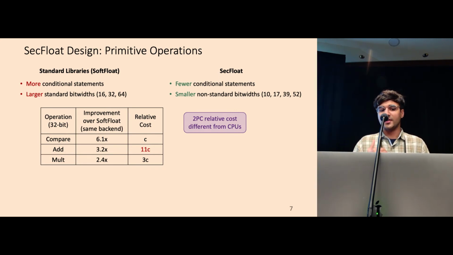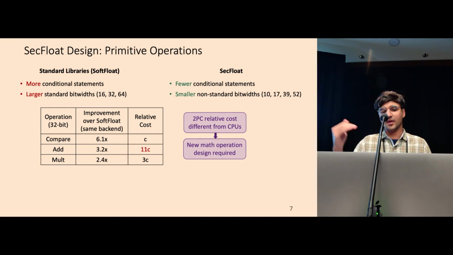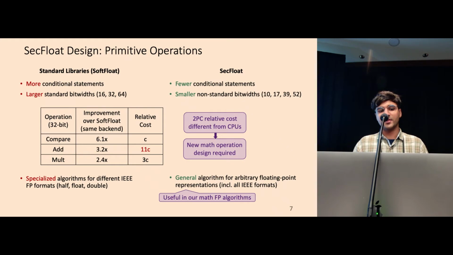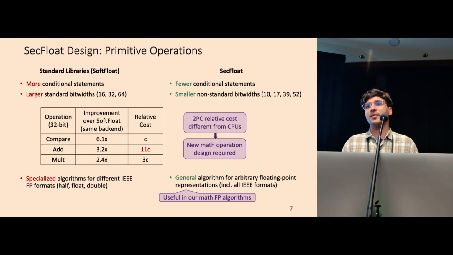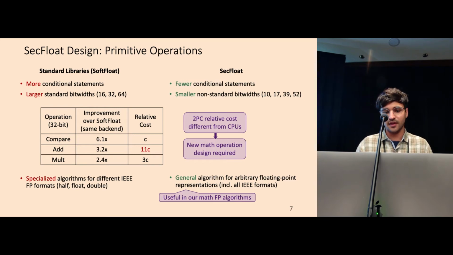So looking at these costs, you would realize that you would not see the same performance characteristic in CPUs. Since the relative cost is very different in 2PC compared to CPUs, our design of math operations is also very different, because math operations ultimately rely on primitive operations. Okay? And the final point of difference in primitive operations is that standard libraries have specialized algorithms for different IEEE formats. In contrast, SecFloat has one general algorithm for arbitrary floating point representation. And this generality is quite useful in designing our math floating point algorithms, as I'll discuss in the next slide.